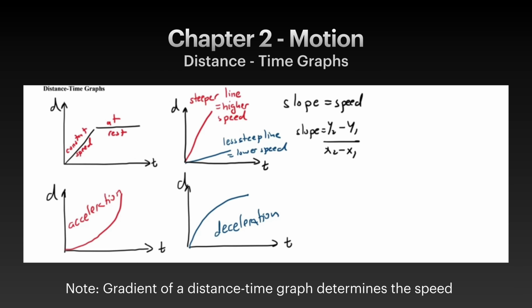Now let's look at graphs. A distance time graph gives you a picture of how far something has traveled over time. The steeper the line, the faster it's going. A horizontal line means there's no movement. That is, the object is at rest.